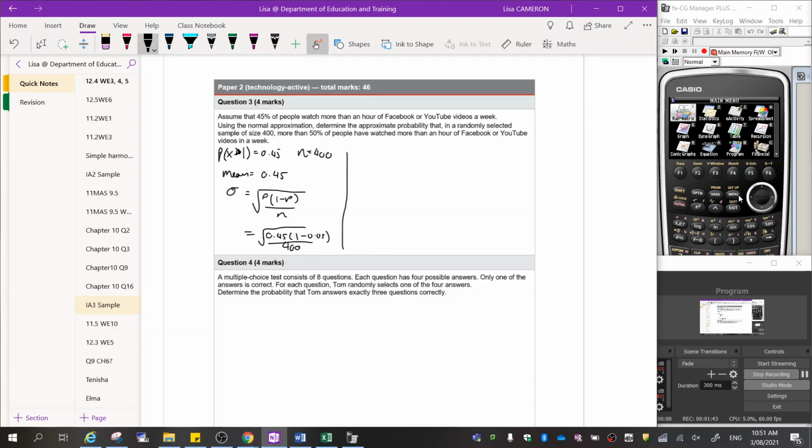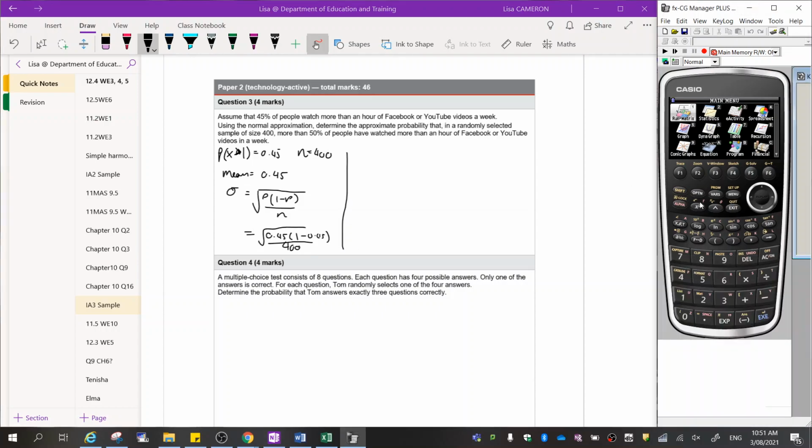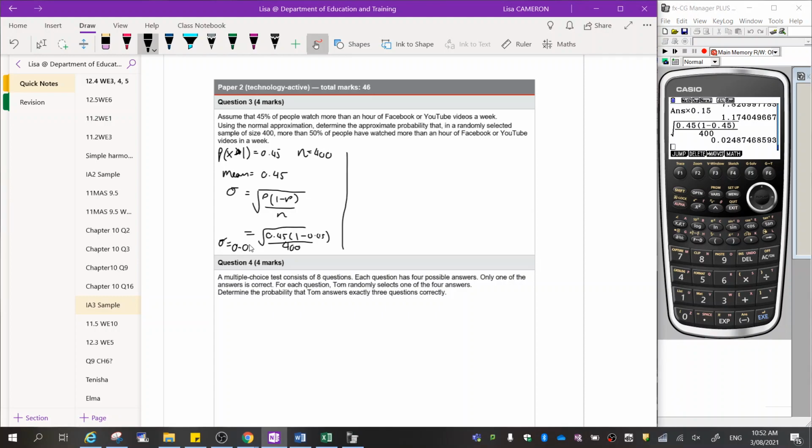And now if I chuck that in my calculator, execute, square root of our fraction, 0.45, 1 minus 0.45, all over 400, execute. Okay, so we get a standard deviation equal to 0.02487. Okay, and I'm just going to go to 5 decimal places for that one for no particular reason.